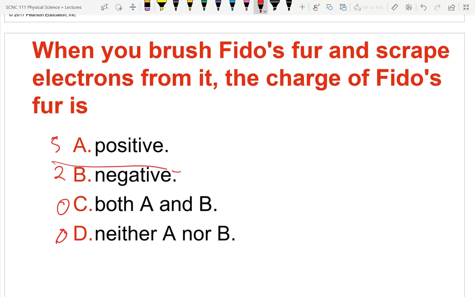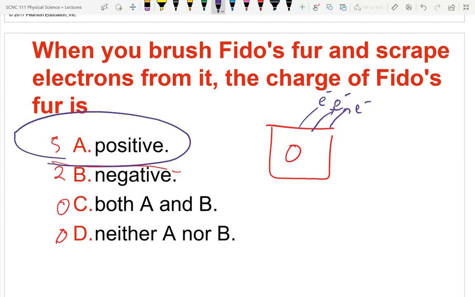Original charge was. Okay, so we start with Fido being neutral. Fido is going to be a box. It's a lot easier for me to draw a box. There's Fido. So Fido initially has a charge of 0. And then we take away electrons. Actually, I should put E minus. The minus tells us the charge is negative. So if we've taken away electrons, what have we left Fido with? Positives, right. So Fido's left with a positive charge because we've removed the negatives.